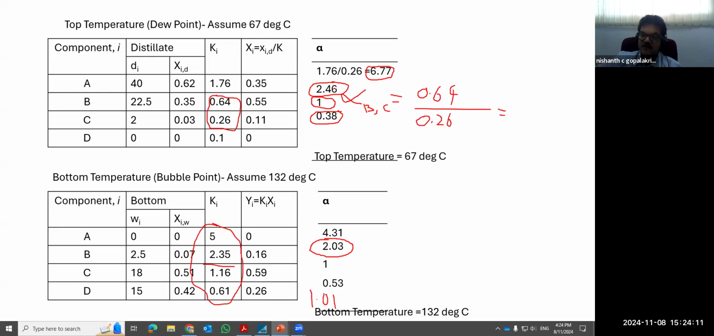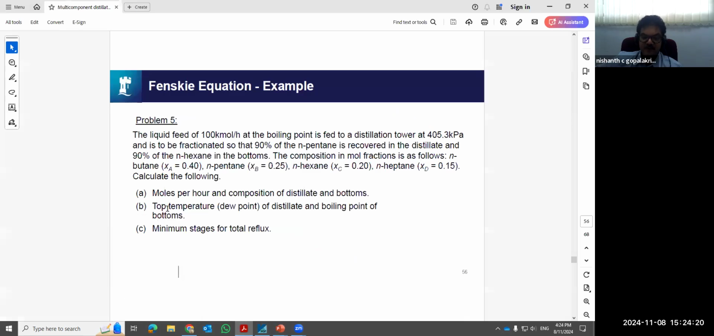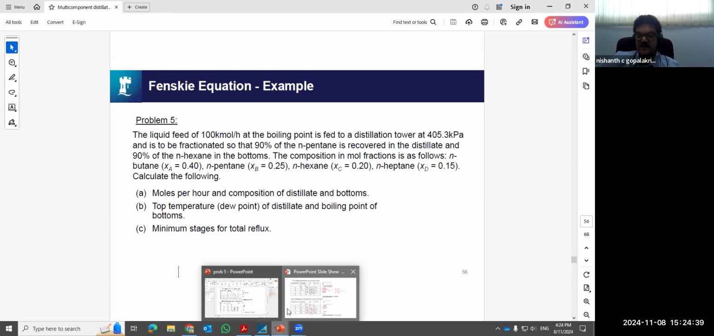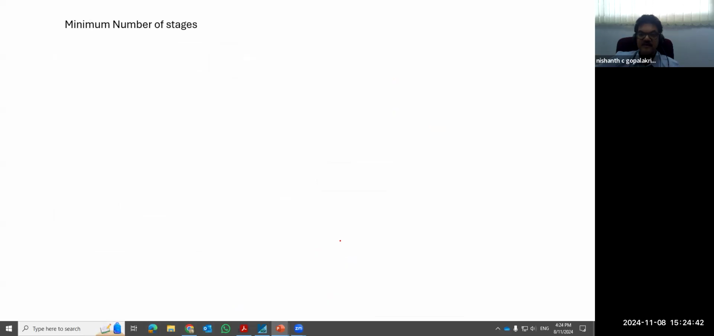So now I got two values of alpha at the top and bottom. Okay. So we also solved part B of this problem. We estimated the top temperature and we also estimated the bottom temperature. Now, the last question here is, what should be the minimum number of stages that we need to get this separation done? So if you keep the column under total reflux, what should be the minimum number of stages? So for that, we need to apply the Fenske equation. So this is the Fenske equation.